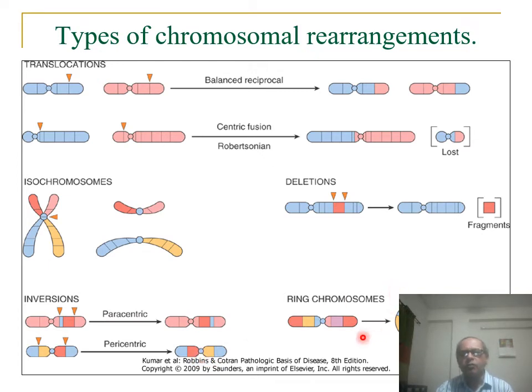In the ring chromosome, a portion from the short arm and long arm of the chromosome is lost, and the rest of the portion forms a ring. So this is called ring chromosome.